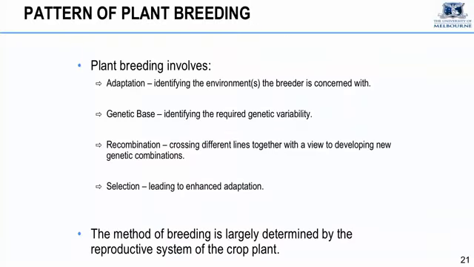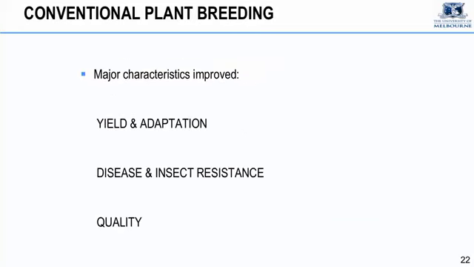So plant breeding involves adaptation to the environment. You need a wide genetic base. You need genetic variability. You need to have plants that will actually breed together, so they will recombine. And then you need to be able to select. The way you do it is largely dependent on the breeding system that particular plants have. And where you end up is yield adaptation, disease resistance, and quality.